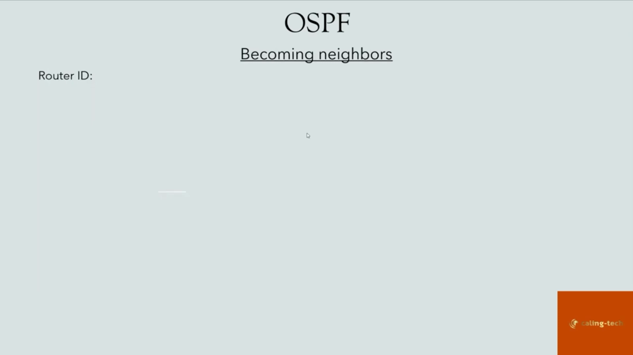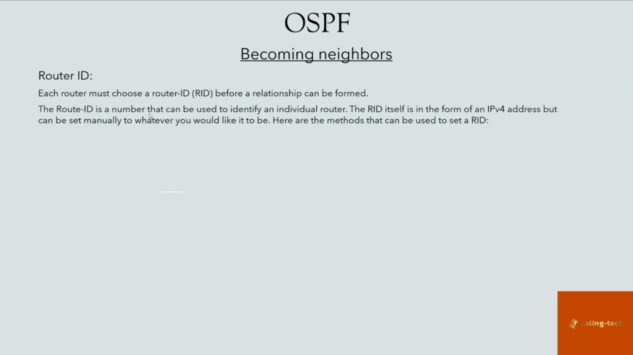So how do the routers become neighbours? The first thing they must have is a router ID, and it must be unique. Each router must choose a router ID before a relationship can be formed. The router ID is a number that can be used to identify an individual router. The router ID itself is in the form of an IPv4 address, but can be set manually to whatever you would like it to be.